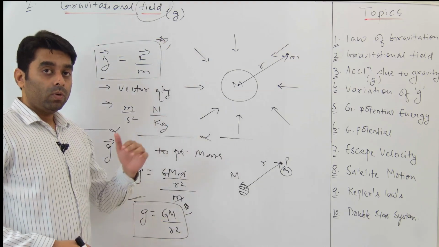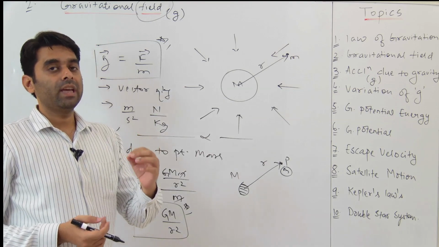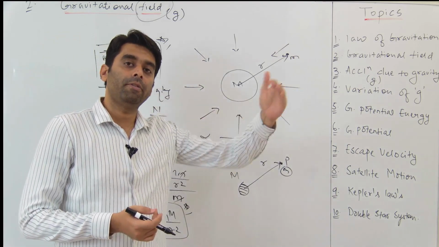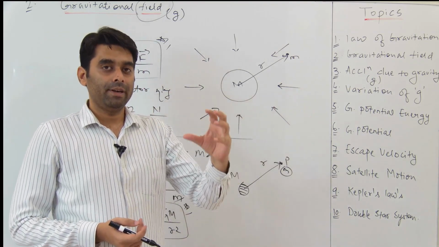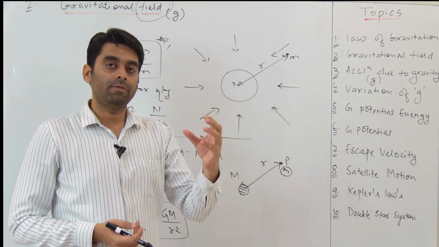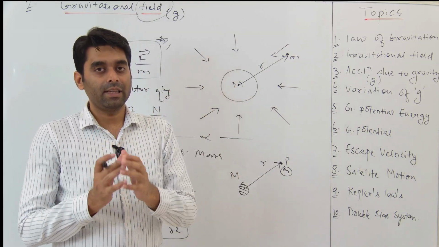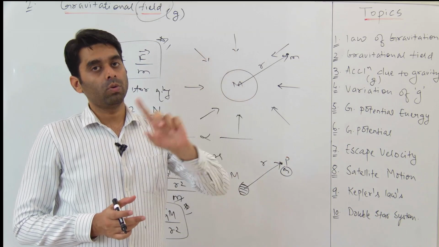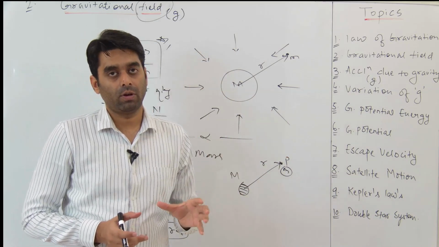Fine. Now next we will be looking at gravitational field due to different bodies. For example, gravitational field due to a ring, due to a line wire, due to a solid sphere, due to a hollow sphere. One by one we will see all of them.